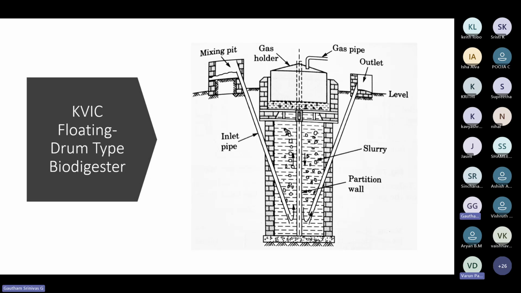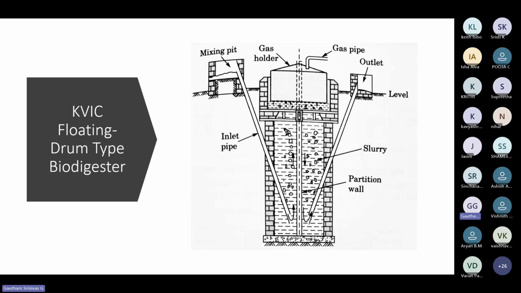Okay. So these are some biodigesters. This is the KVIC floating drum type biodigester. You can see the digester itself is fixed. It is made of masonry, and it's below the ground level. But there is a drum that is floating on top.